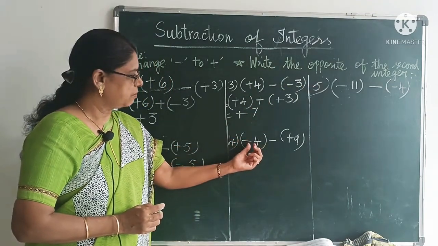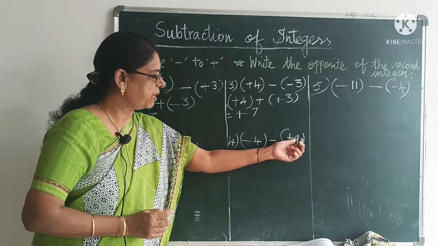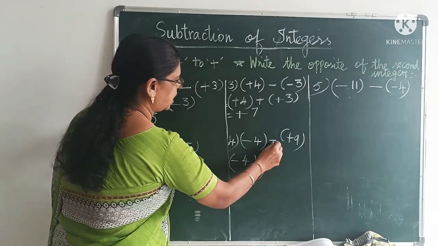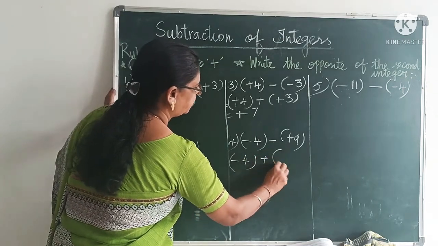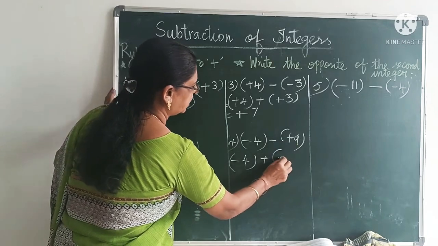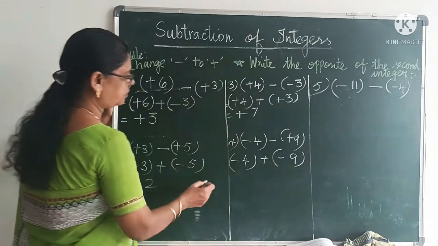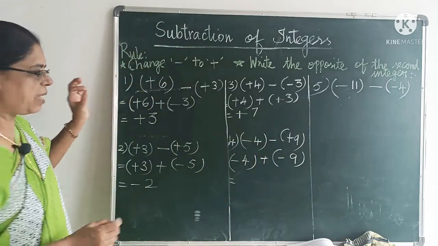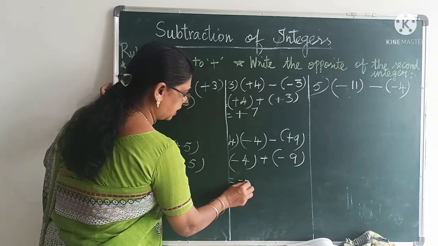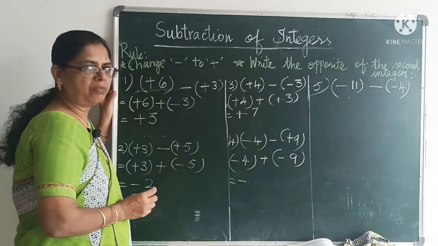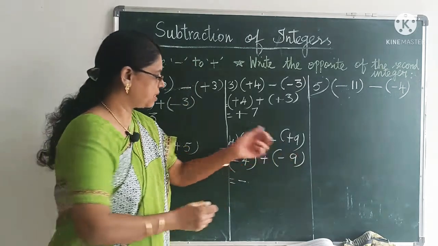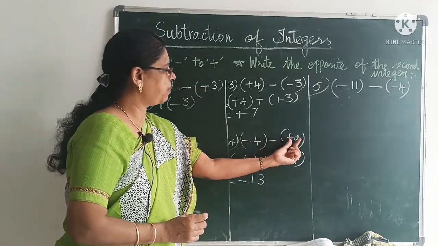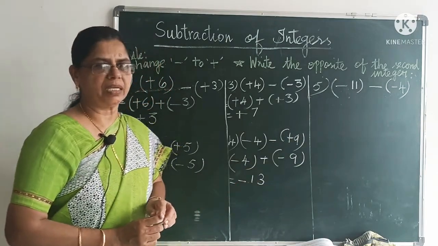Next, minus 4 minus plus 9. So copy down the first integer as it is. Change minus sign into plus sign. And the opposite of plus 9 is minus 9. So these are the two integers with the same sign, minus sign. So put minus sign and find out the sum of the integers. 4 plus 9 is 13. So minus 4 minus plus 9 is equal to minus 13.